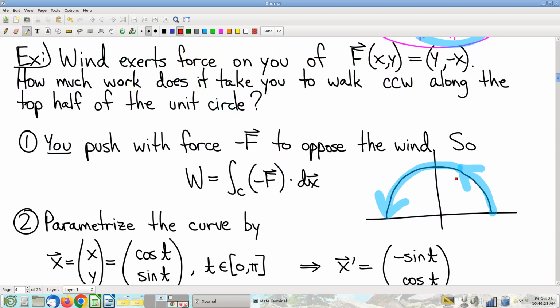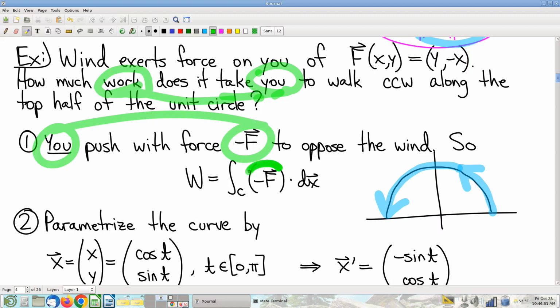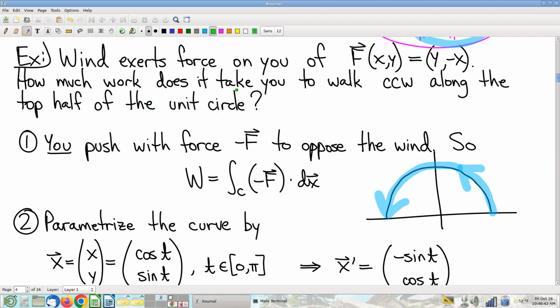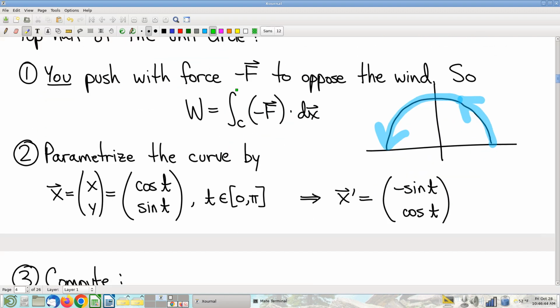Alrighty. So, let's see. We're interested in the work that you do. You push with force negative F, so there's your integrand, negative F. We've already established that work is a vector line integral of force. And so now we just have to punch this up. Step one, of course, is to parameterize. How do I parameterize this curve? Let's see, I guess I could do it like this.